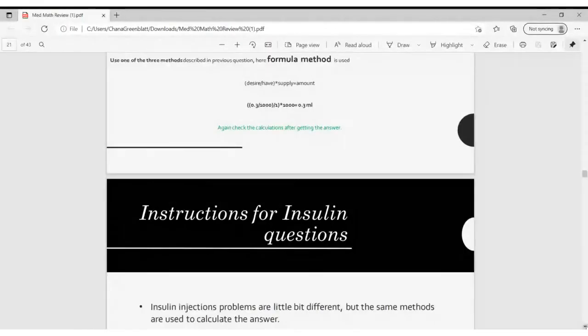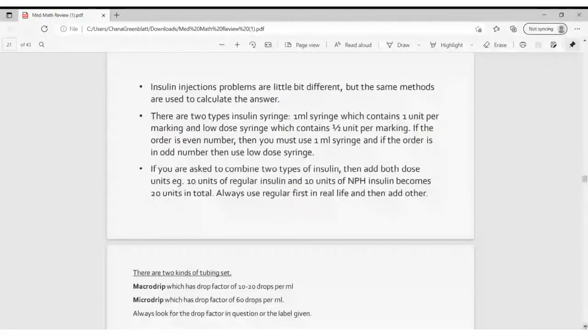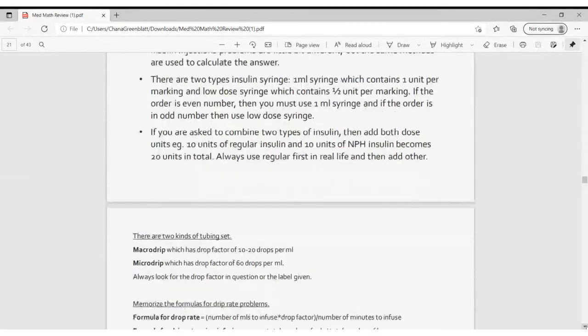Alrighty, moving down the PowerPoint. I'm just going to ignore the insulin component. Just know that you can mix insulin types, and that insulin goes according to the half unit. It is a very serious medication. It's a 2RN check.